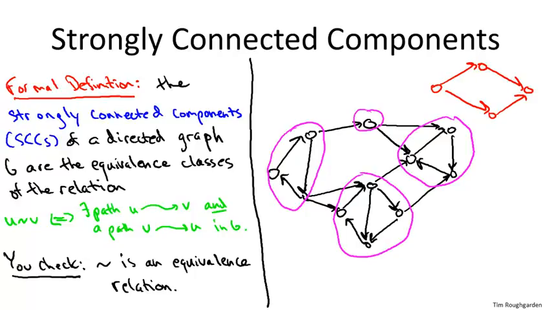So if you take any two pairs of nodes, which lie in two different circles, you either won't have a path from the first one to the second one, or you won't have a directed path from the second one back to the first one.